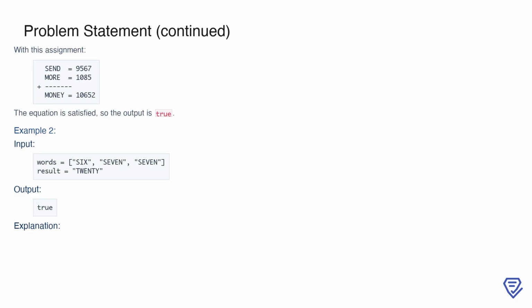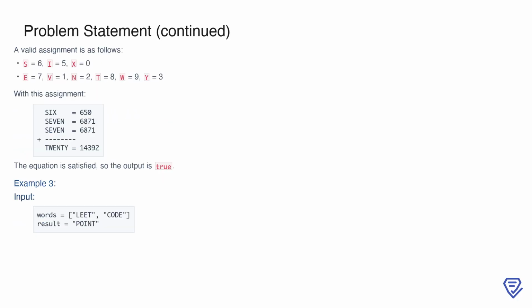Now consider another example. If the input words are SIX, SEVEN, SEVEN, and the result is TWENTY, it's possible to find a valid assignment of digits to letters that satisfies the equation. In this example, a valid assignment might be S equals 6, I equals 5, X equals 0, E equals 7, V equals 1, N equals 2, T equals 8, W equals 9, and Y equals 3. With this mapping, SIX becomes 650, SEVEN becomes 68782, and adding these together gives 650 plus 68782 plus 68782, which equals TWENTY, 138214. Since the equation holds true with this assignment, the output is true.